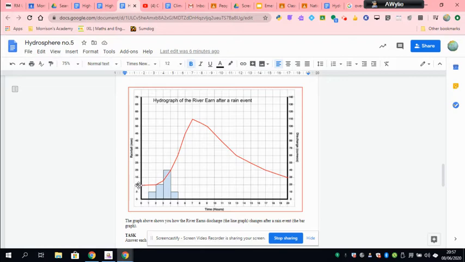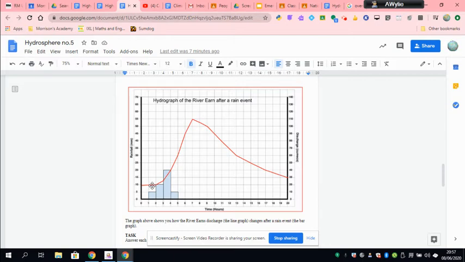The red line represents a river that happens to be flowing across the landscape where that rain is falling. So this is the rain that falls on the drainage basin, and this line represents what the river does. Now, because it rains, the river starts to rise. What you'll notice is in the first hour of rain, the river doesn't really rise at all.